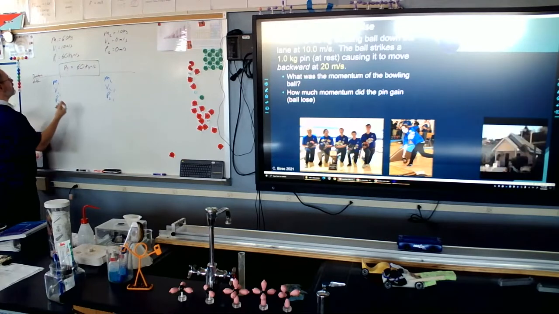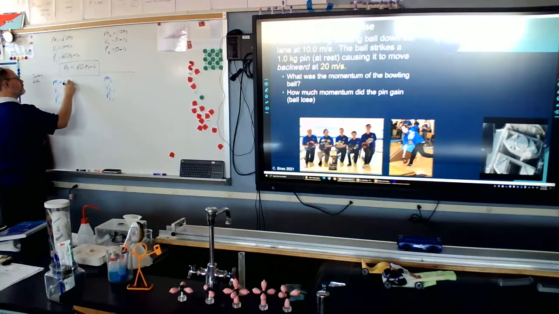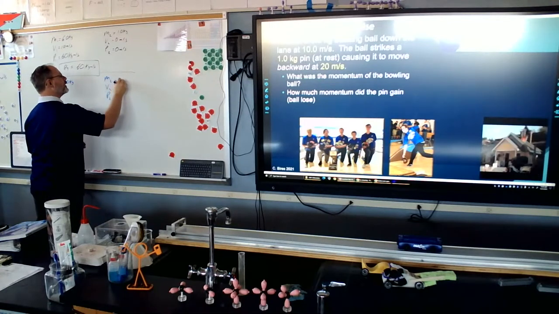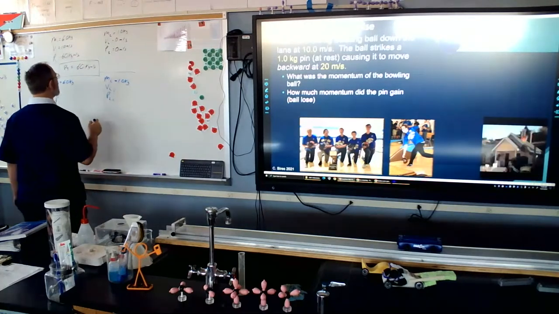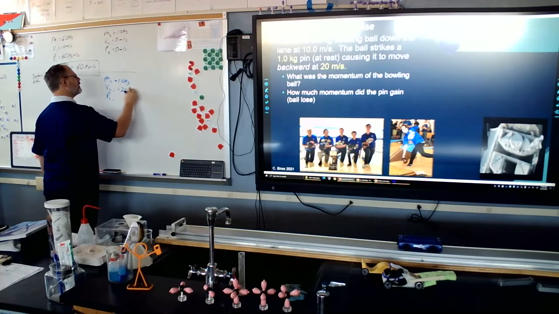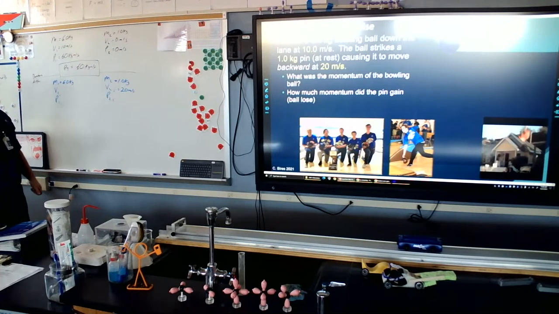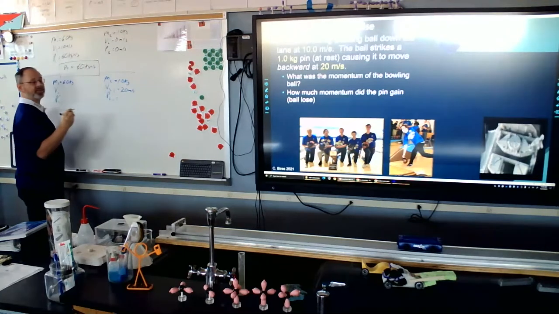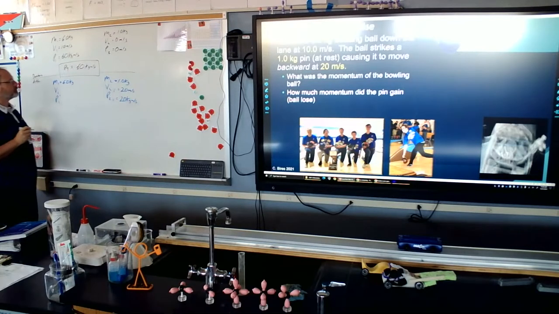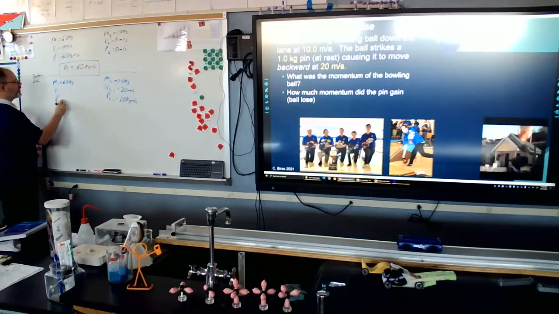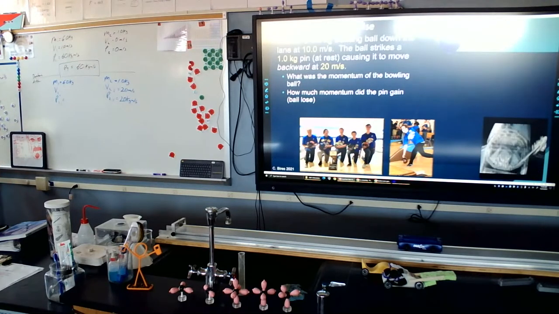So let's fill in the second part. Mass of the ball, still 6. Mass of the pin, still 1. Now what other information does it give us? The velocity of the pin. It tells us the velocity of the pin is 20 meters per second in the direction of the ball. So that tells us the momentum of the pin is how much? 20 kilogram meters per second. How much momentum is then left for the ball? 40. Does everybody see how it's 40? Nod your head if you see why it is 40.